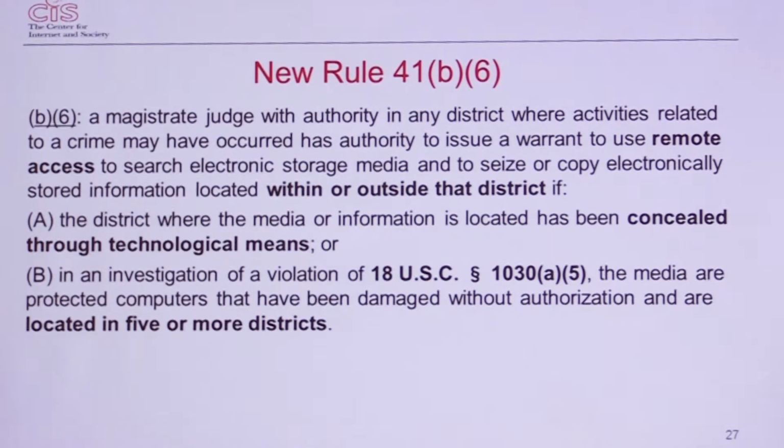Before the rule change, there were 5 exemptions. Now there's a 6 in Rule 41B6. It authorizes magistrates to issue remote access warrants for searches and seizures both inside or outside of their district in 2 particular circumstances. One is to investigate certain offenses under the Computer Fraud and Abuse Act, where a botnet is involved. That's 41B6B. I'm not going to get into that.